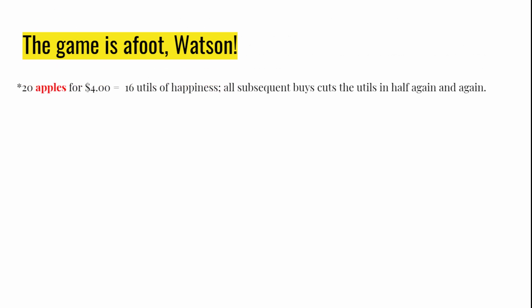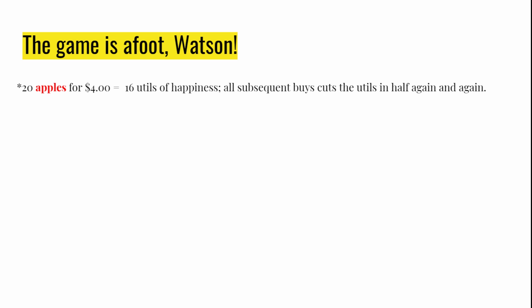Okay, so one of the things that you can do is buy 20 apples for $4, and you see that it gives you 16 utils of happiness. But there's a catch. And guys, on these AP problems, there's always a catch. In the second half of the sentence, you see that as soon as we buy the subsequent bag of 20 apples, the utility gets cut in half. When we buy the third bag of apples for the same $4, the utils are halved again, and so on.